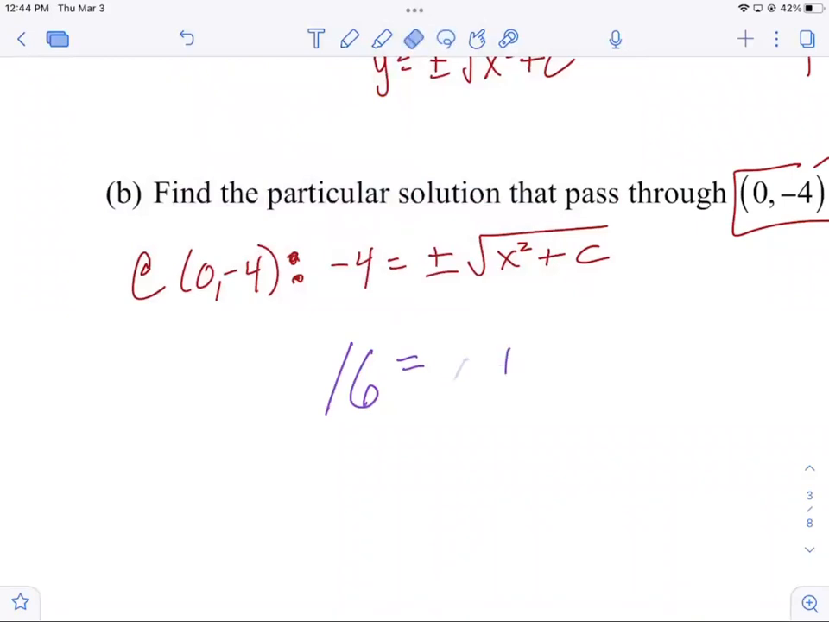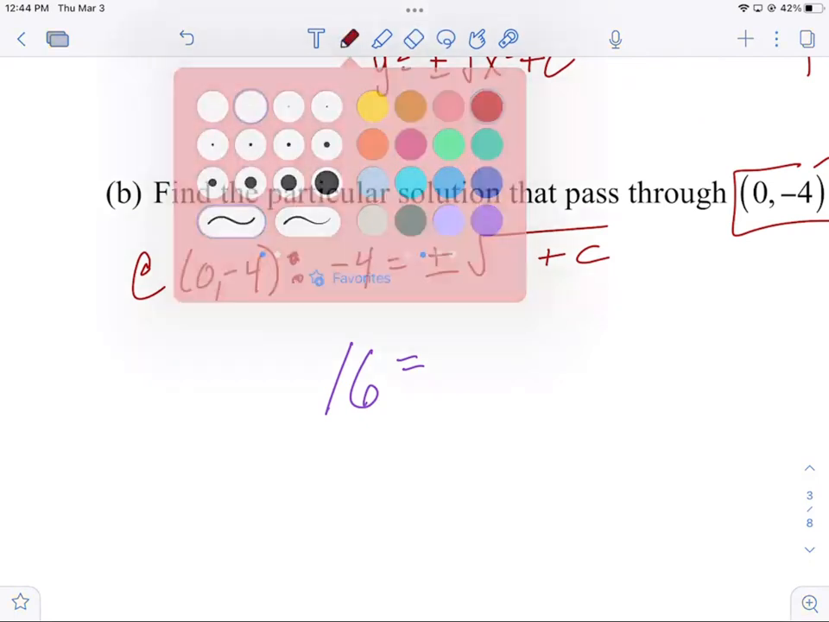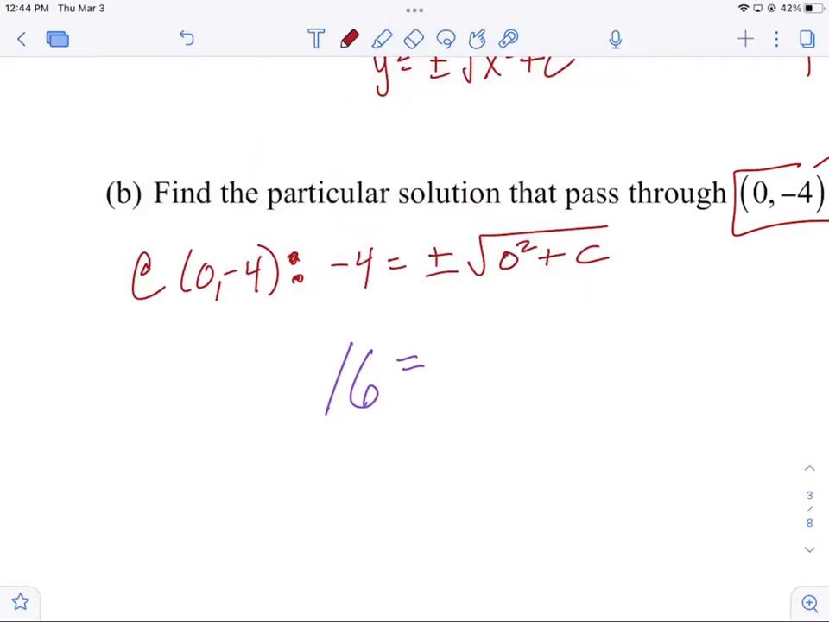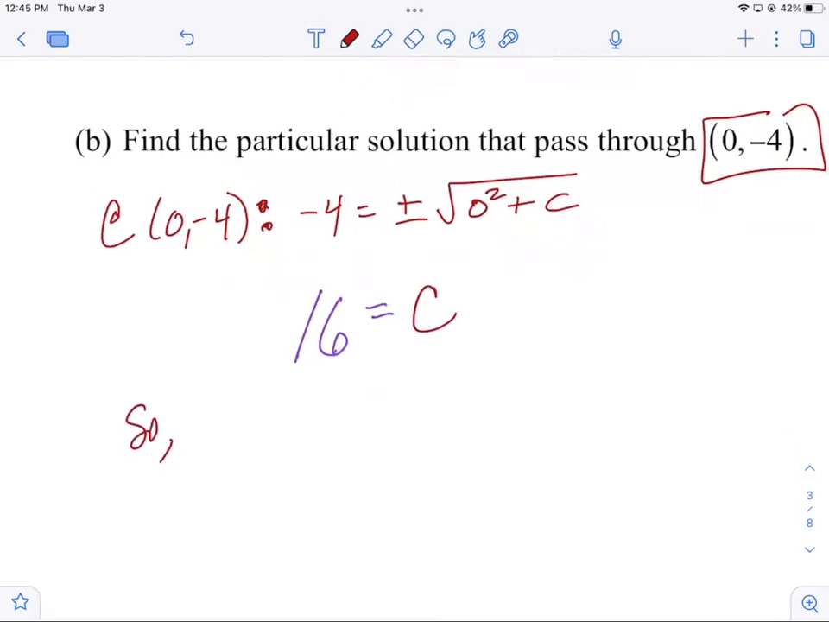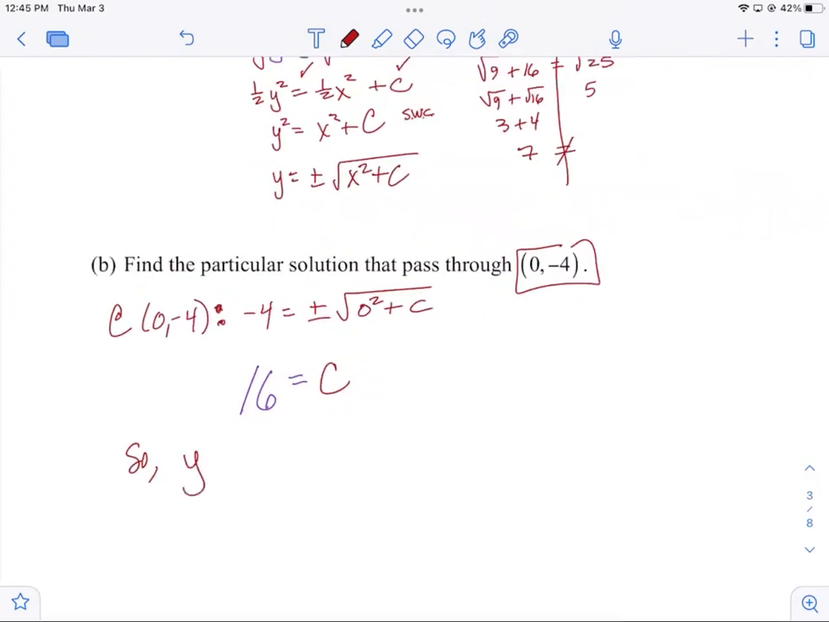Oops, I didn't plug in my x. That's why y'all are looking at me funny. There you go. 0 squared. So now we square both sides and we get the square root of c squared is c. So c equals 16, right? Now we plug it back in and we get y equals the square root of x squared plus 16 under the radical.